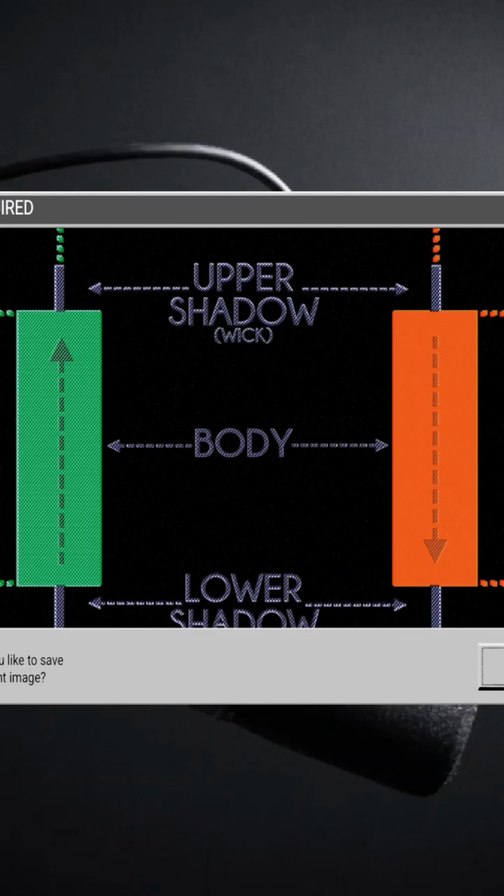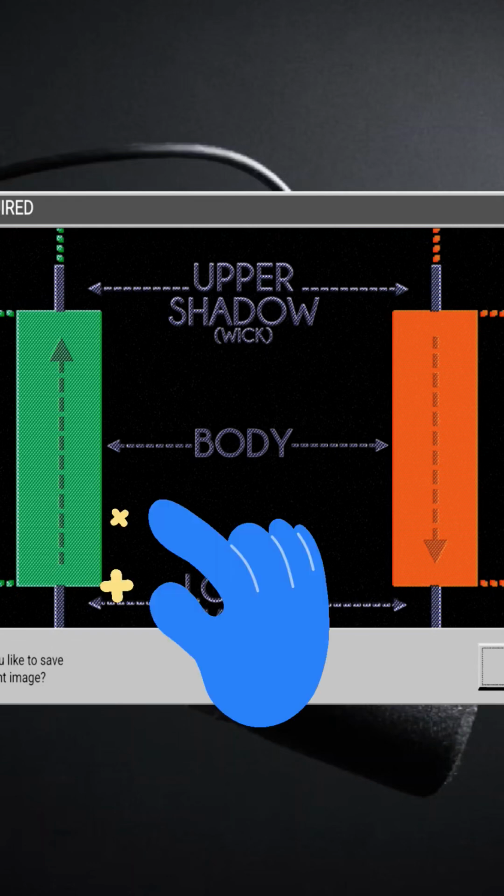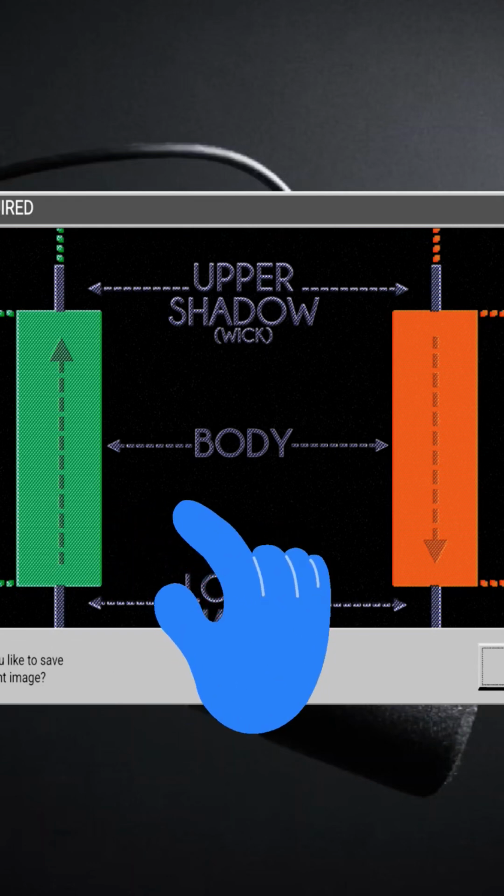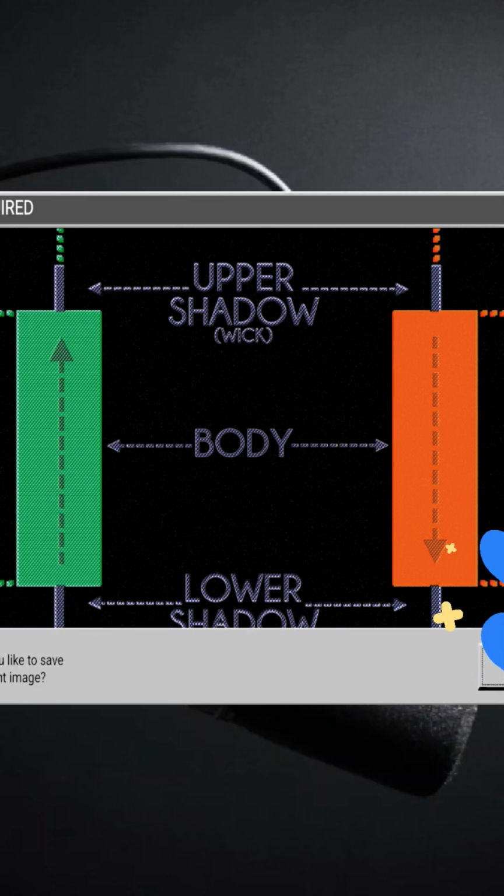If the price closed higher than it opened, you'll usually see a green candle. That means buyers were in control. That's a bullish candle. If it closed lower, the candle is red, bearish, and it signals that sellers are running the show. The thick part in the middle, that's the body. The thin lines poking out the top and bottom are called wicks, or shadows, and they show how high or low a price moved before settling back down.